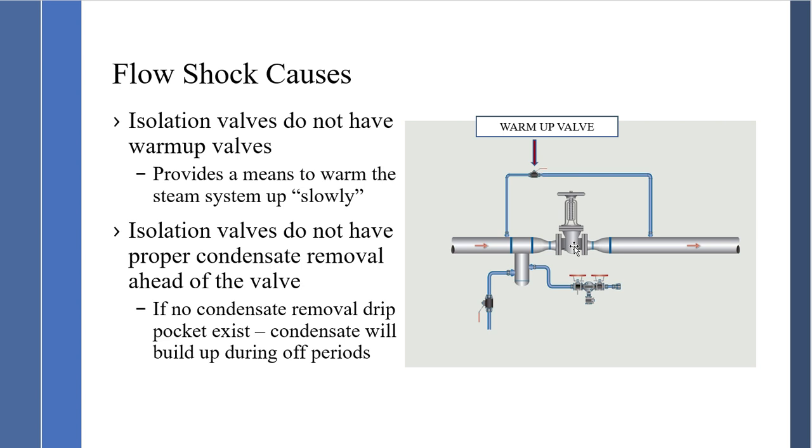Last thing you want to do is go open this valve and allow a slug of condensate to flow into the steam line. So two things with flow shock: always make sure you have a warm-up valve around the isolation valve, and it's a good practice to have a steam trap station ahead of the isolation valve to remove the condensate.